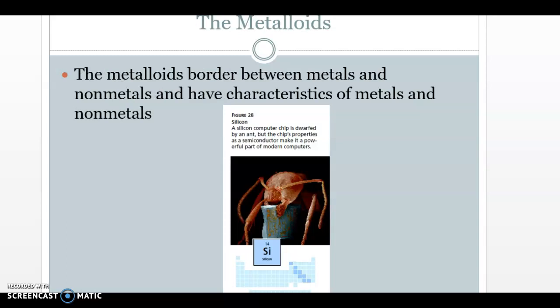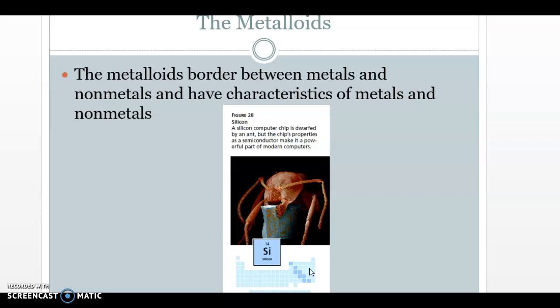Okay, the metalloids, I've kind of talked about them a little bit, but I didn't really talk about them much. These are found in the staircase, a little staircase that forms in between the metals on this side and the nonmetals on this side. They're called metalloids because they have some characteristics of metals and some characteristics of nonmetals, which makes them good for being semiconductors, because sometimes they will conduct electricity and sometimes they don't conduct electricity.